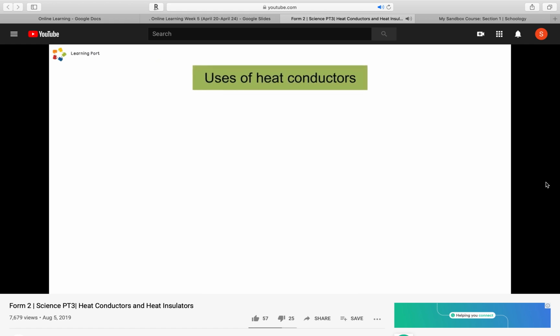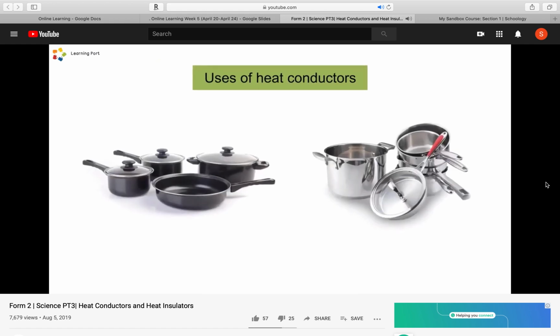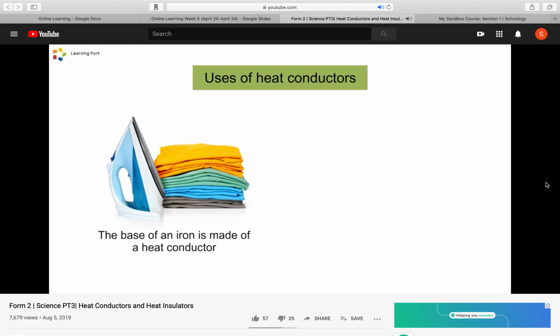Heat conductors are important in our daily lives. Cooking pans are made of metal to conduct heat easily and help cook the food faster. The base of the iron is made of metal so that clothes can be ironed quickly. The mercury inside the thermometer expands and contracts rapidly with slight changes in temperature.